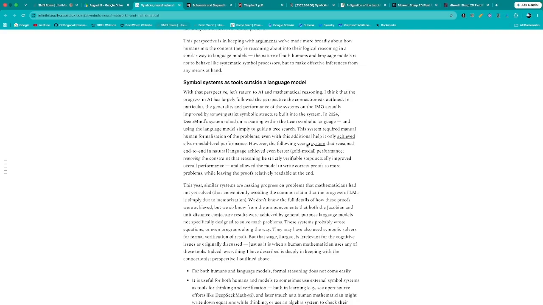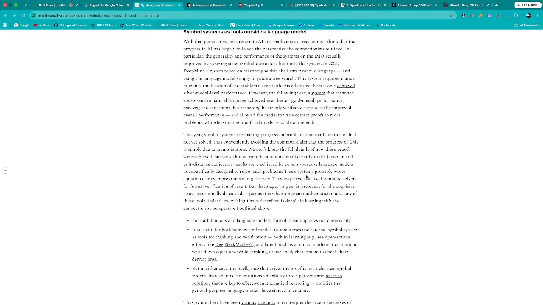However, the following year, a system that reasoned end-to-end in natural language achieved even better, gold medal performance, removing the constraint that reasoning be strictly verifiable in terms of steps, and actually improved overall performance. This allowed the model to write correct proofs to more problems, while leaving the proofs relatively readable at the end. And so this year, similar systems are making progress on problems that mathematicians have not yet solved, thus conveniently avoiding the common claim that the progress of language models is simply due to memorization.